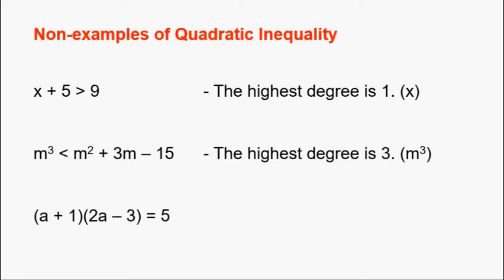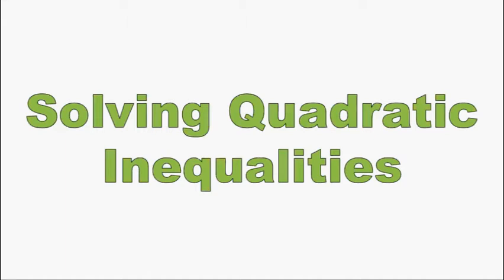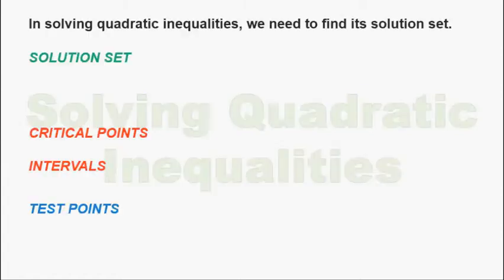And next example, the product of a plus 1 and 2a minus 3 is equal to 5. So, bakit kaya ito hindi example ng quadratic inequality? Siyempre, kasi ito ay isang equation. So, naalala nyo, dapat yung apat na symbol lang ang gagamitin natin sa quadratic inequalities. Kapag equal sign na yan, hindi na yan inequality. Equation na ang tawag dyan. Okay? Now that we know the definition of quadratic inequalities, let us now solve problems involving it.